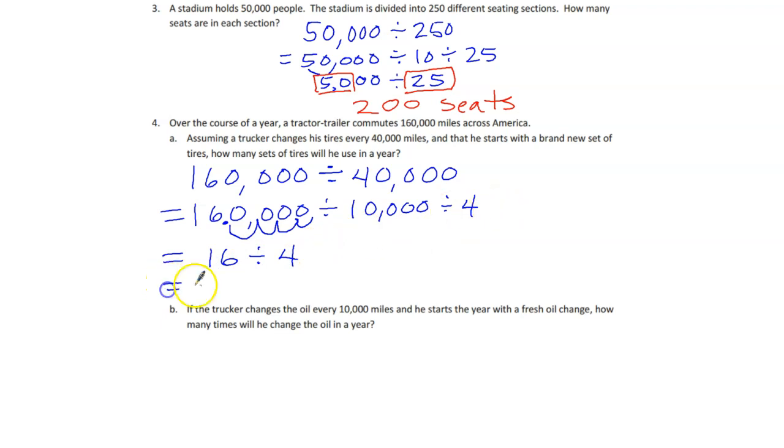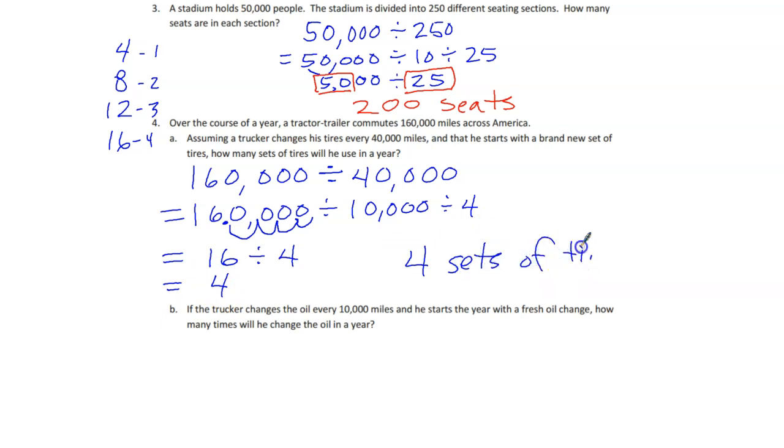Alright, I know 16 divided by 4. If you don't know what it is, skip count by 4. 4, 8, 12, 16. That's 1, 2, 3, 4. So my answer is going to be 4. He would go through 4 sets of tires in a year.